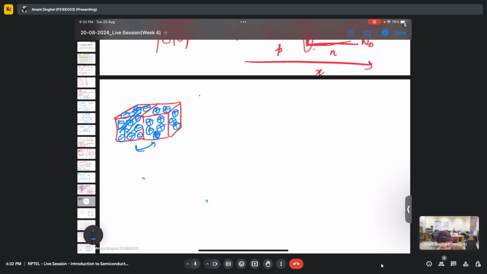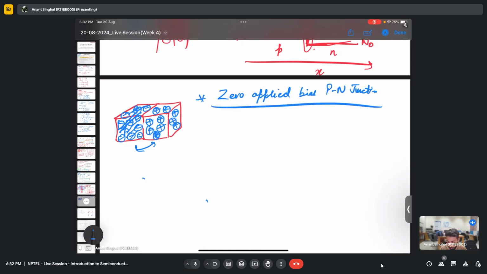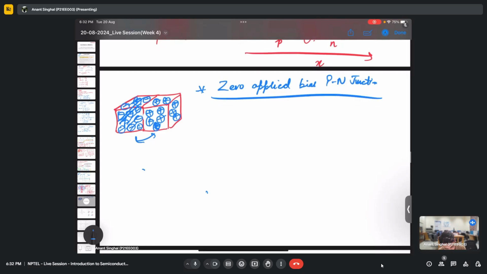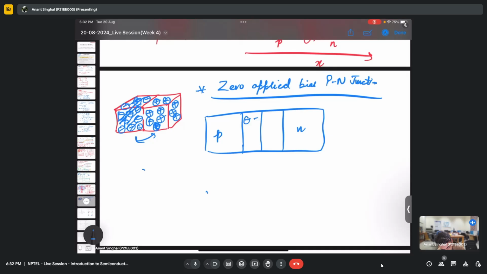Yeah. So now we'll be talking about zero applied bias PN junction. By zero applied bias, I mean that we have not applied any external voltage. So I guess we already know how to make this band diagram. Let's say this is P type, this is N type. After some time, we will have only acceptor type ions left here, and the donor type ions are left for the N type. We will have electric field direction like this.